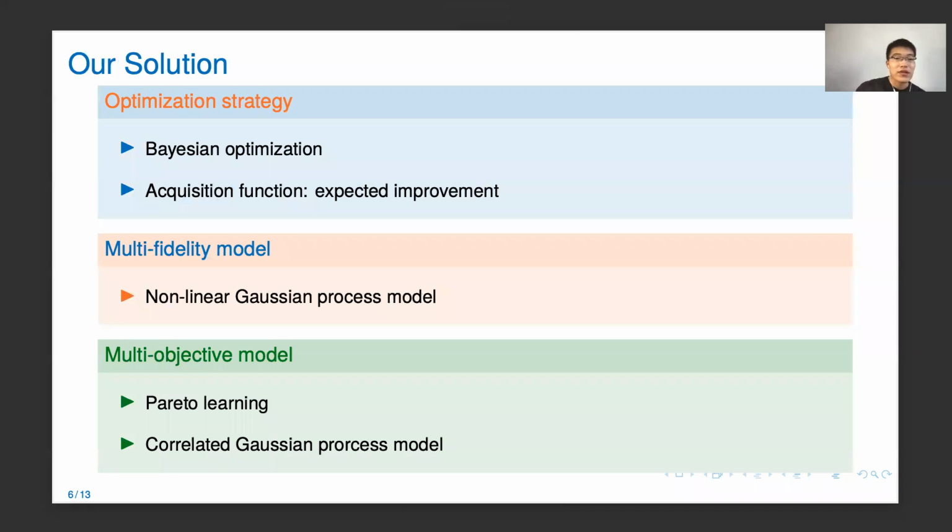Here is our solution. We choose to use Bayesian optimization, and the expected improvement is the acquisition function. Nonlinear Gaussian process is chosen to characterize the relationships between the reports of the multiple fidelities, and a Pareto learning method based on a novel correlated multi-objective model is proposed to handle the multiple objectives.